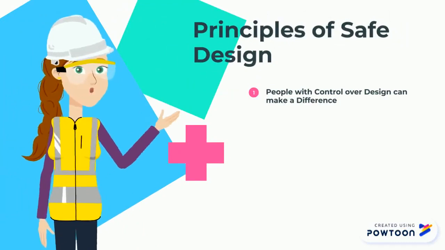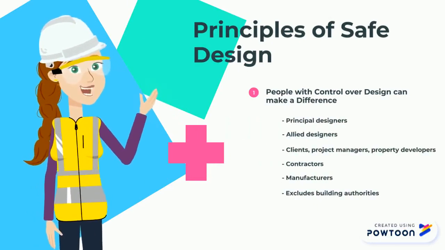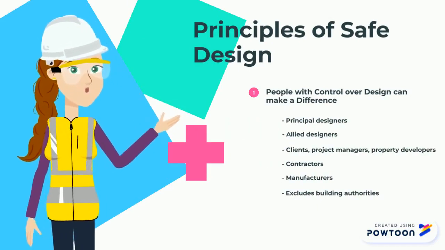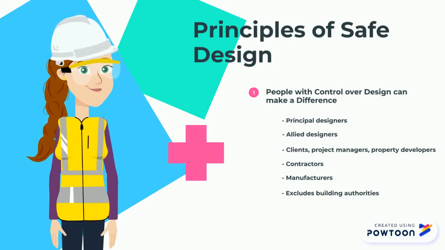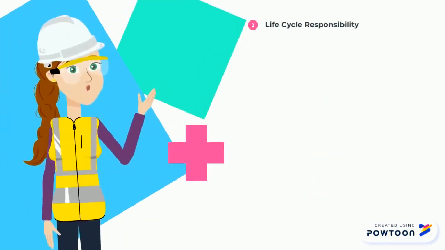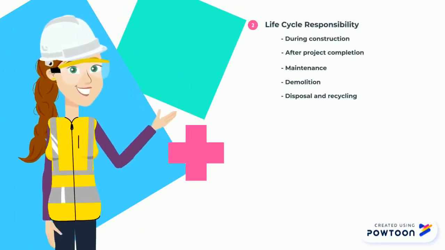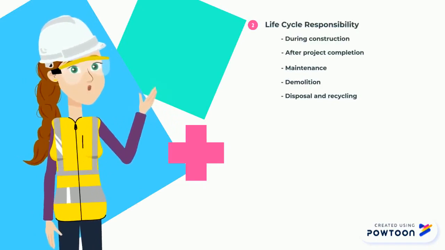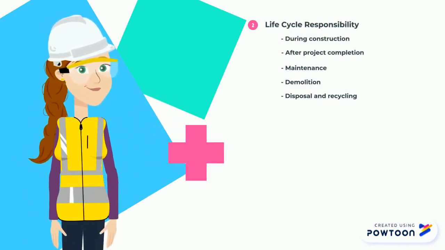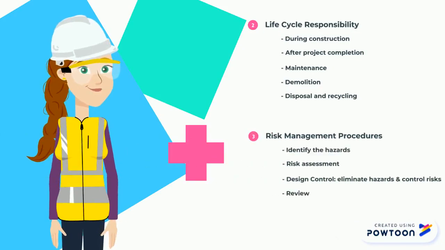Principles of safe design. 1. People with control over design can make a difference. These include principal designers, allied designers, clients, project managers, property developers, contractors, manufacturers, and this excludes building authorities. 2. Life cycle responsibility, including during construction, after project completion, maintenance, demolition, disposal and recycling, and 3. Risk management procedures. Identify the hazards, risk assessment, design control, and review.